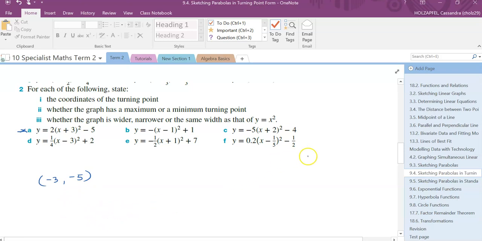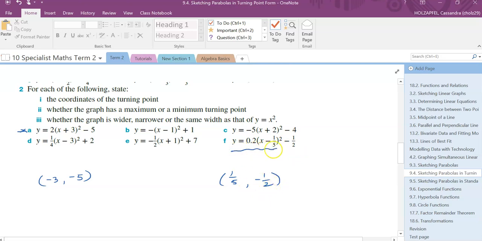Ooh, I like the tricky ones. I want to do a tricky one. I think this is the trickiest one they've got here for F. Okay, so 0.2, so I know that this is a value between 0 and 1, or a fraction or a decimal, so it's going to make it flatter. I also know since it's a positive value, it's going to be a happy parabola. It's been shifted to the right by 1/5 units, or 0.2 units, and it's been shifted down 0.5.